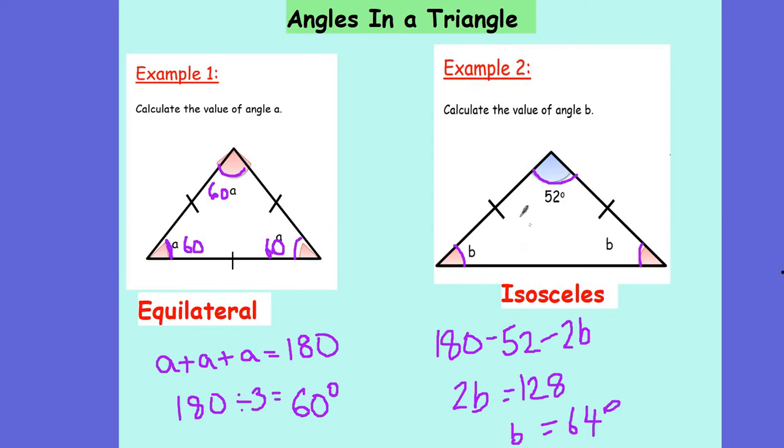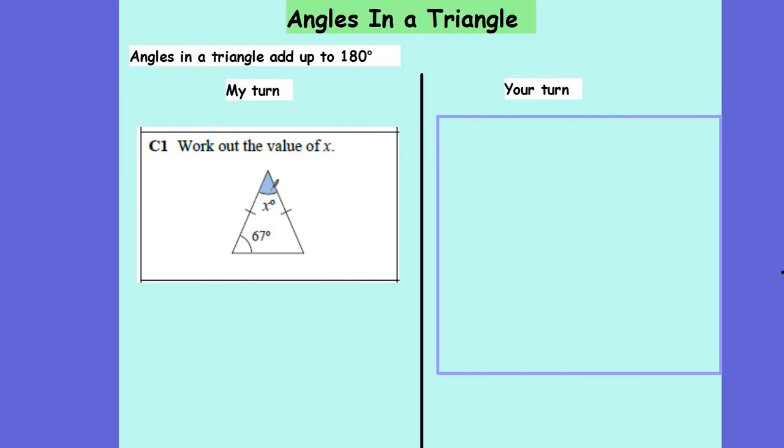Don't worry if this is getting a bit tricky for you. I'm trying to cover everything so everyone's got some kind of challenge to work on. So I'll go through an example, then there'll be one for you to do. Here I've got an isosceles triangle. I've been given this angle here. I know that this angle here is exactly the same. It has to be. It's an isosceles triangle.